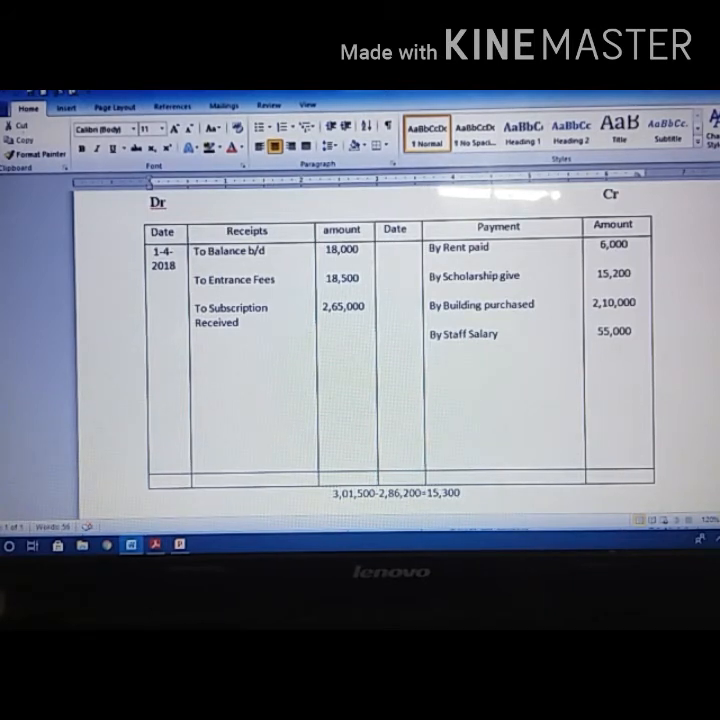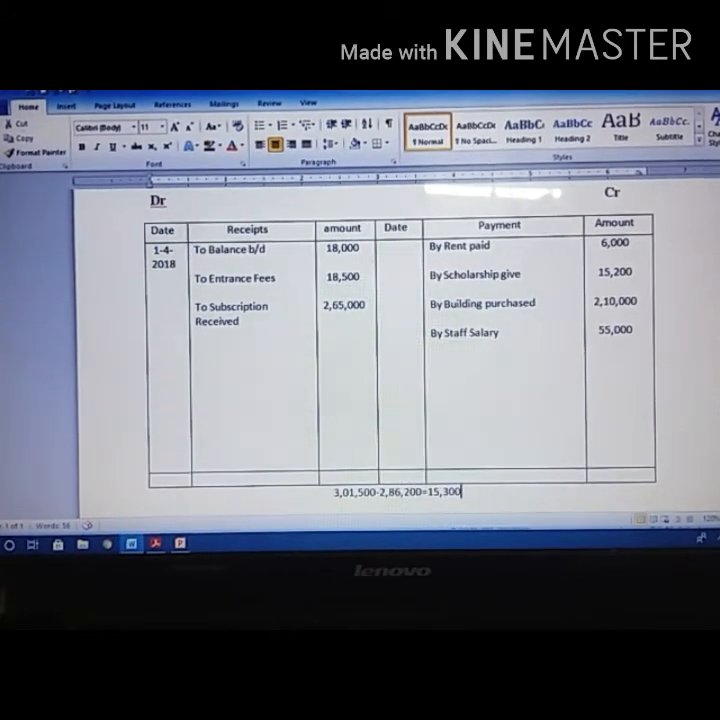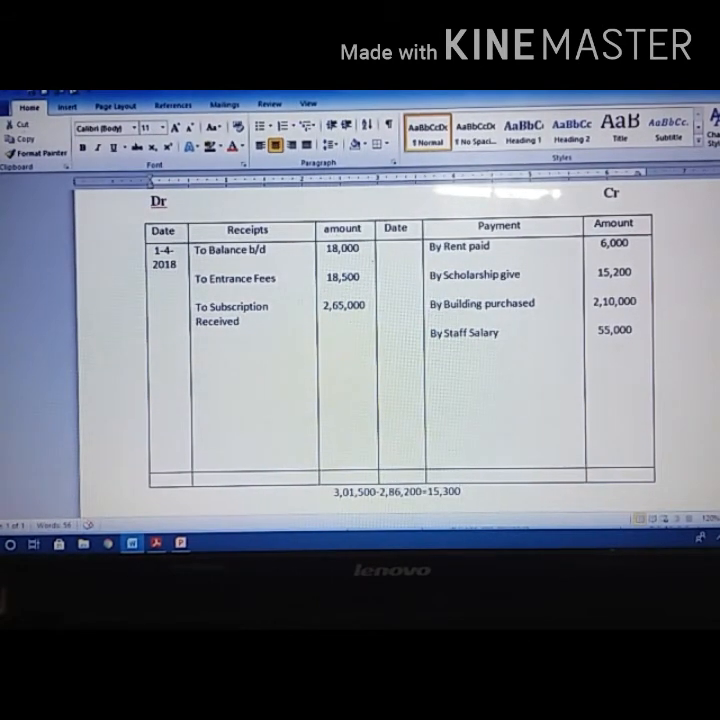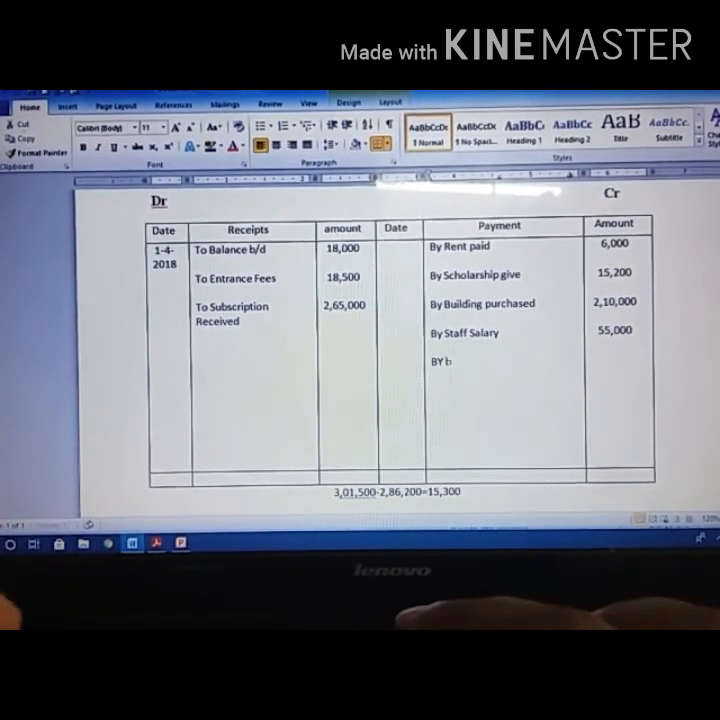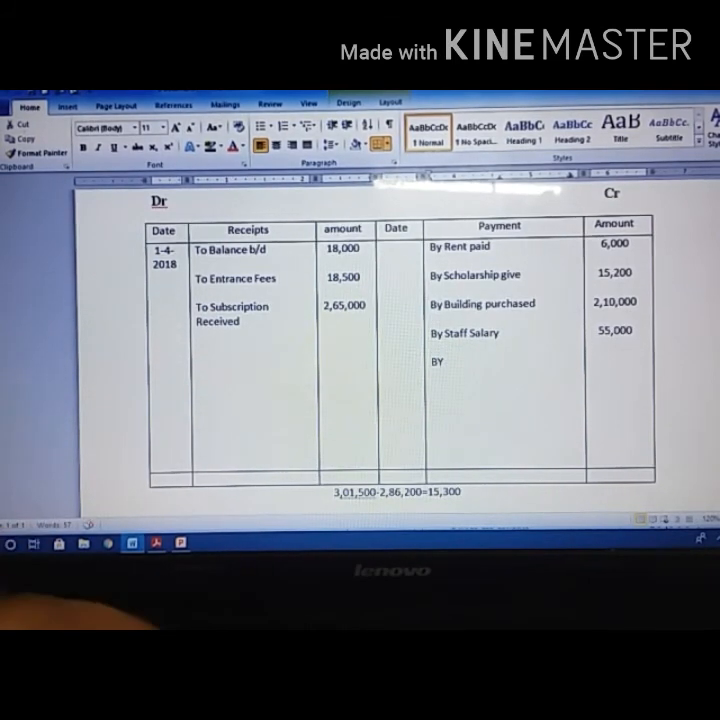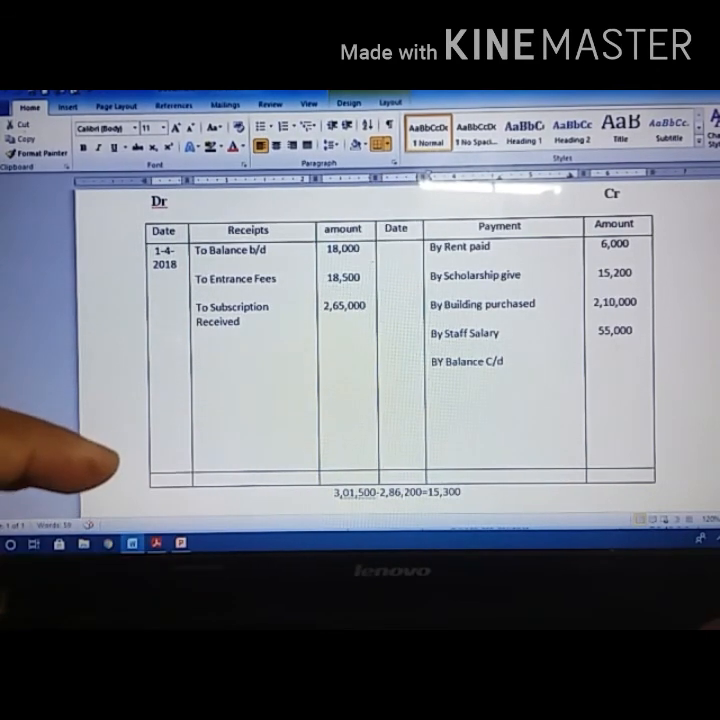So I already told you, the debit side is more than the credit side, so the difference you have to show on the credit side. So 15,300 must be shown on the credit side of your receipt and payment account. While you are writing your balancing figure, you have to write by balance c/d. This is the closing cash balance. So you have to write by balance c/d, cash in hand.